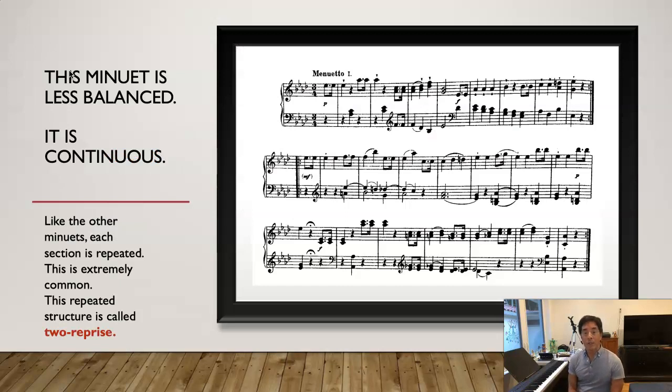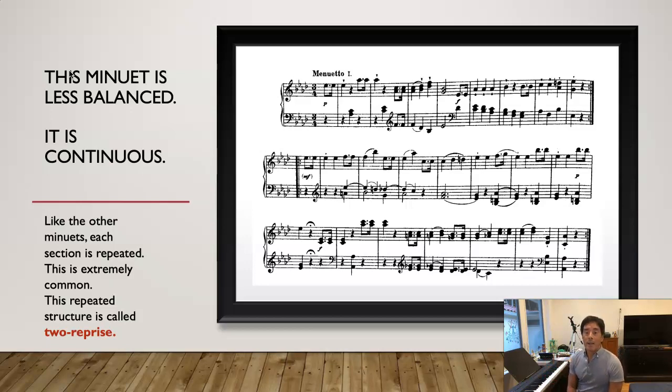So this minuet, you could tell, looks a little bit less balanced. The second section is much longer than the first. We can also see that it's continuous because it begins in A flat. And then it ends on an authentic cadence in the key of E flat, the dominant. Okay, so this one does modulate, and then it returns, and then it goes on.